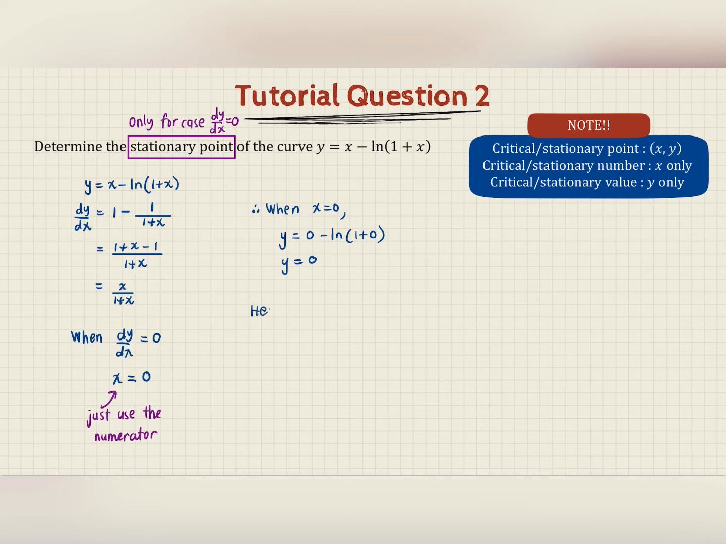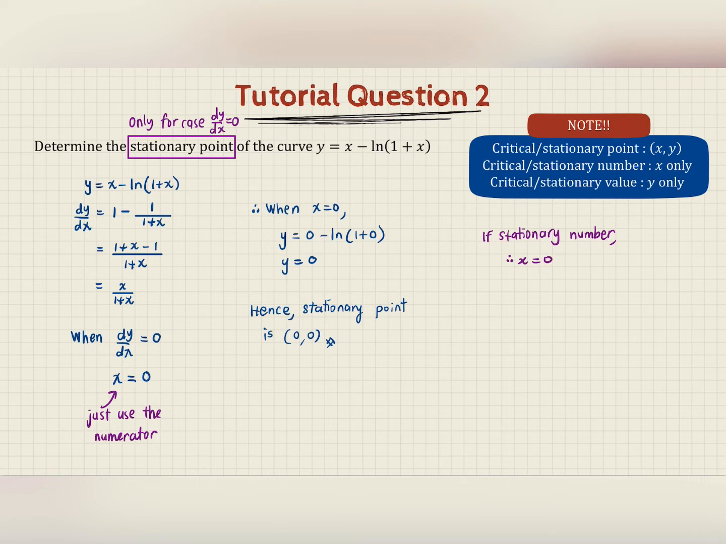So hence, what we can state here is stationary point is 0, 0. So this will be our final answer. Alright. Okay, kat sini saya bagi satu tambahan lah. If soalan kita minta stationary number, so tadi stationary number, your final answer here will be x equals to 0.